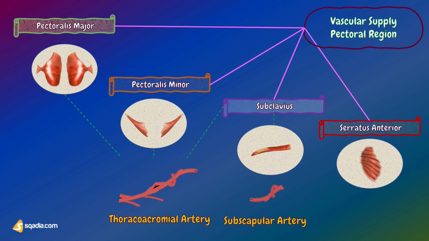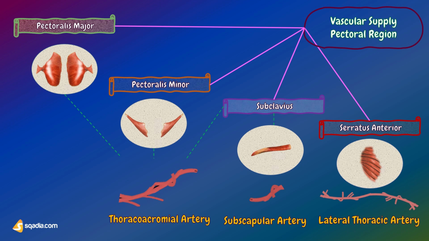Subscapular artery is responsible for the cutaneous supply of the blood, meaning that it supplies blood to the skin of the pectoral region. It also supplies the subclavius muscle. Lateral thoracic artery supplies the serratus anterior muscle. That is all about the pectoral region.